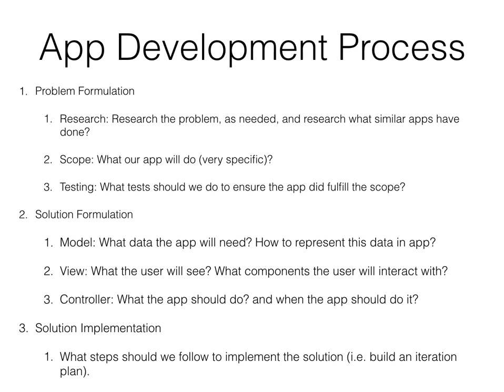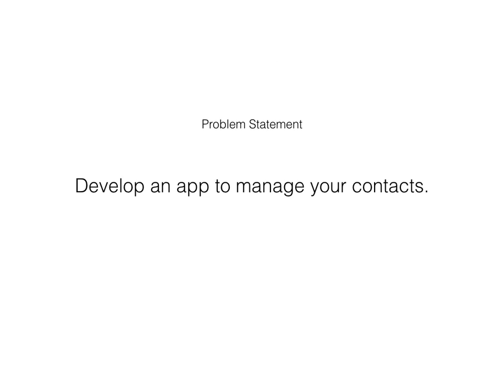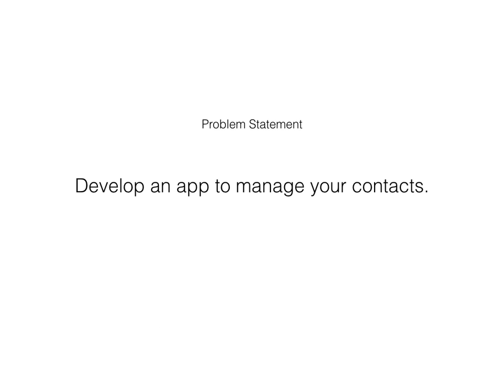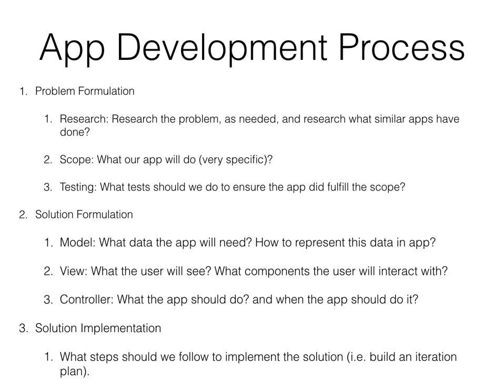So once we take a problem statement, an idea, and decide that we're going to invest in a project with a problem statement like this, we move on to the app development process. The app development process is a guide to walk us through the steps that lead us from this initial vague statement until we get a product at the end. So the app development process is three steps: problem formulation, solution formulation, and solution implementation.